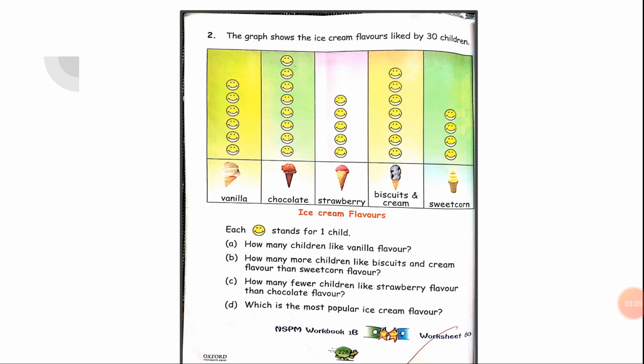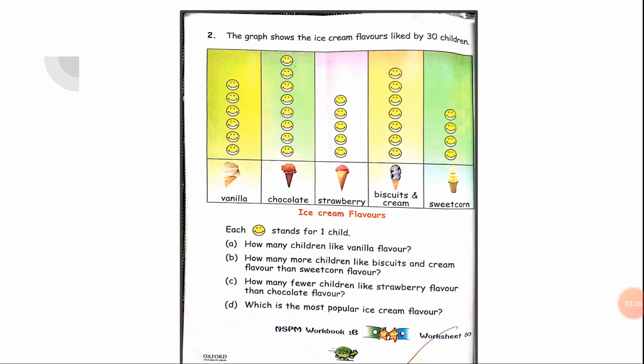Now put your finger on part A. How many children like vanilla flavor? Count how many smileys are there in vanilla flavor. 6. So this means 6 children like vanilla flavor. So in front of A part, write down 6.